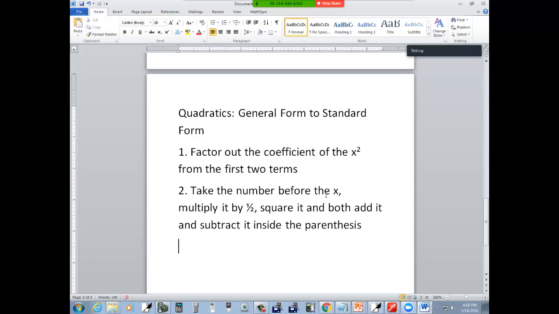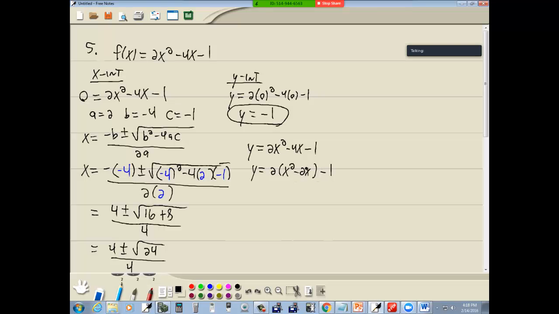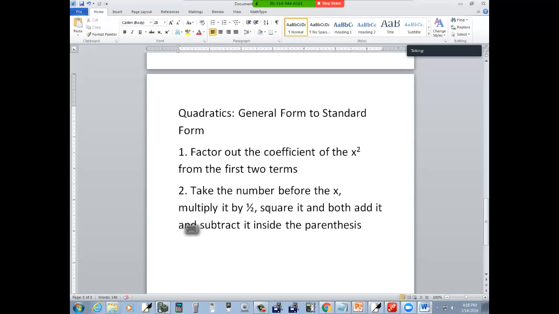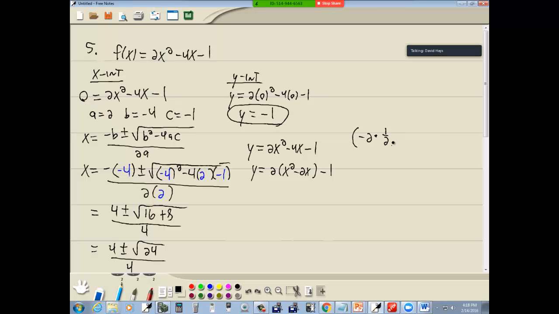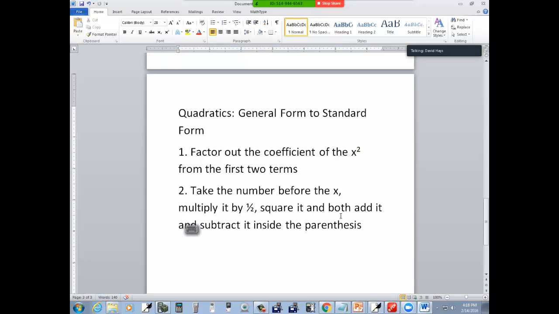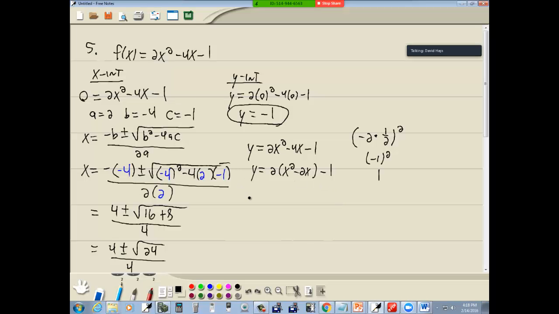So take the number before the x. The number before x is a -2, and usually you do this off to the side. Multiply by 1/2. It's always times 1/2, and it's always squared. So -2 times 1/2 is -1, and -1 squared is a +1. And then both add it and subtract it inside the parentheses. So we're going to have y is equal to 2 times (x squared minus 2x plus 1 minus 1).